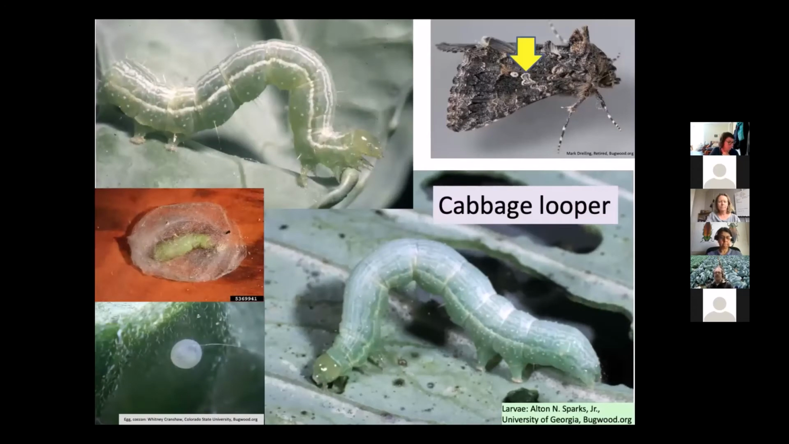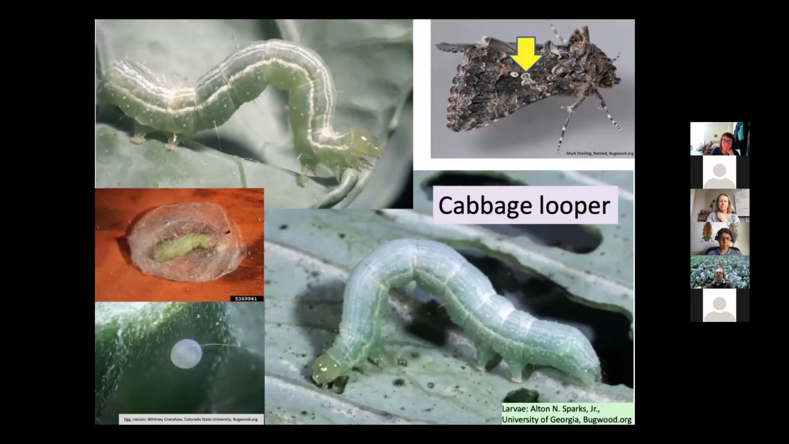Cabbage looper is the second one. This one tends to appear later in summer, usually here around mid-July or so is when we start to run into them. The moths, you can see on the upper right there, have kind of a figure 8 shape in silvery white on the wing.